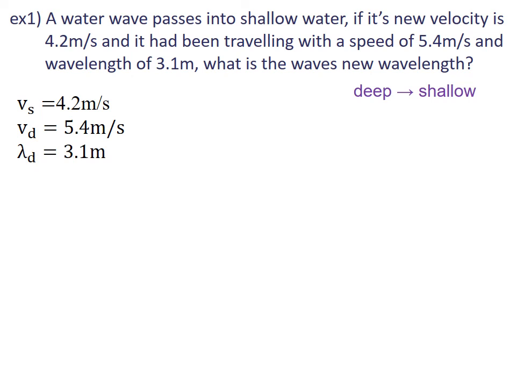And it says, what is the new wavelength? The new wavelength will be in shallow water. So I'm looking for the wavelength in shallow water. So lambda s equals question mark. Since we're going from one medium to another, we're going to be using the new formula that we learned today. Vs over wavelength s equals Vd over wavelength d.